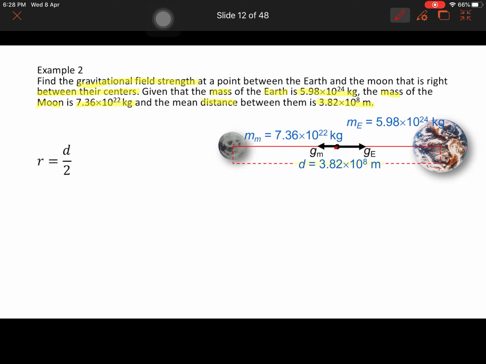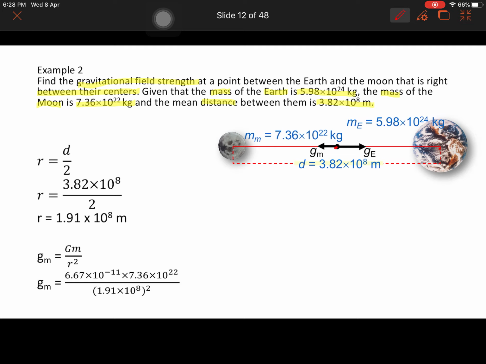Now what is the distance between this point and the Earth? I'll have to take the distance, divide by 2. With this, how to find gravitational field strength due to the Moon, or towards the Moon? So GM over R square. Put the values in, and you can get the answer out.